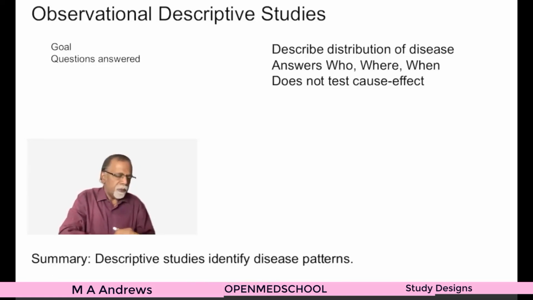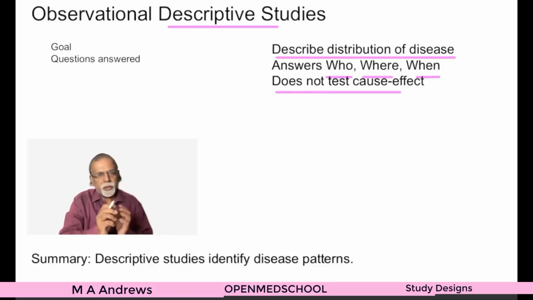Now we go into a little more detail on the observational study. In an observational descriptive study, you describe the distribution of the disease, and the answer will be who, where, when. Hope it is clear. It does not test the cause and effect. You are just describing what is happening. How many patients or how many of the population are having diabetes. So you are just observing how many are having diabetes.